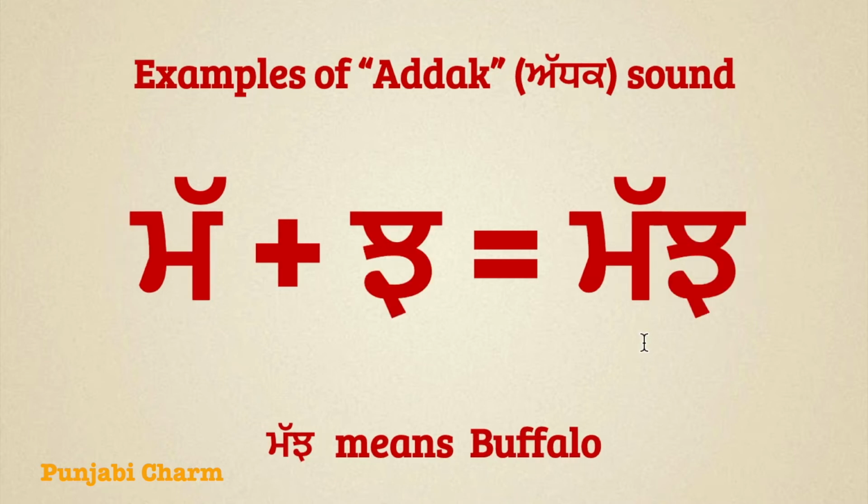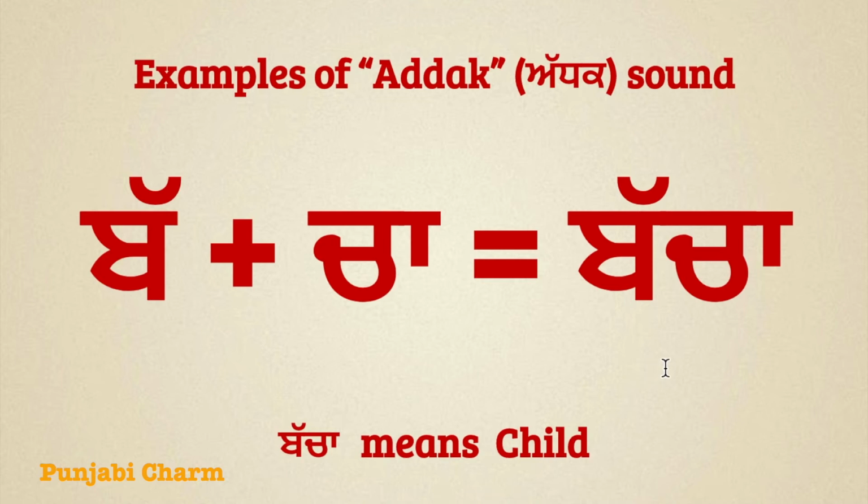The next word is maj. Maj means buffalo. And to read this word, we can say mammenu Addak ma, jajja mukta ja, maj. You can repeat after me. Maj. Let's check out next word. The next word is bachcha. Bachcha means child. And to read this word, we can say babbenu Addak ba, chachenu kanna cha, bachcha. You can repeat after me. Bachcha. Let's check out next word.